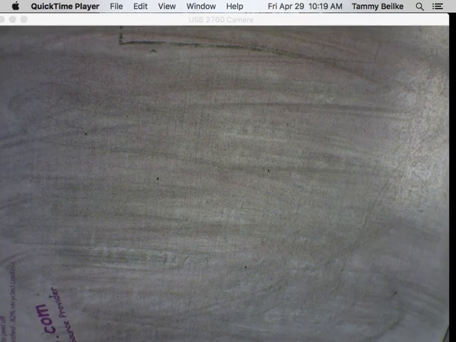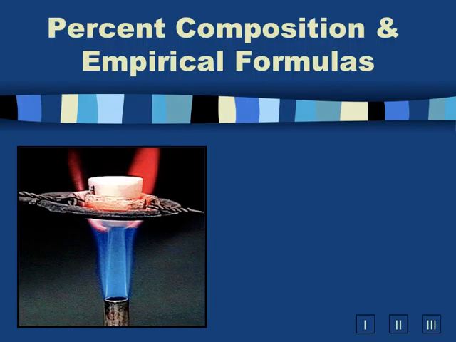All right, so for this, we need a periodic table handy. We need your notes and your enthusiasm for calculating things. All right, so this topic, percent composition, is going to be tied into something called empirical formulas. We're going to at least get through the percent composition stuff today.